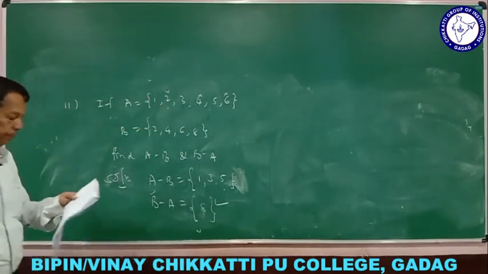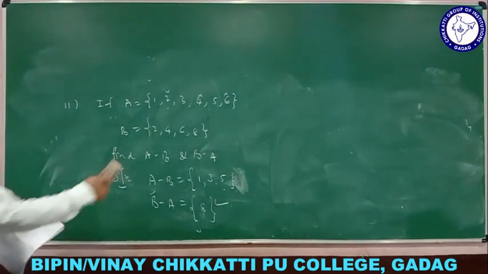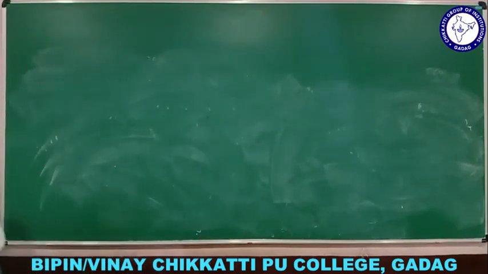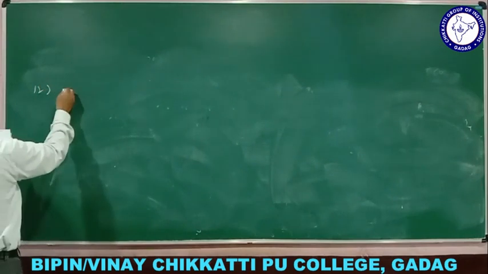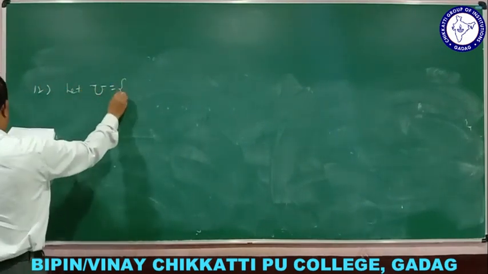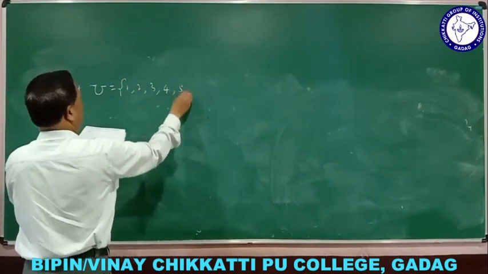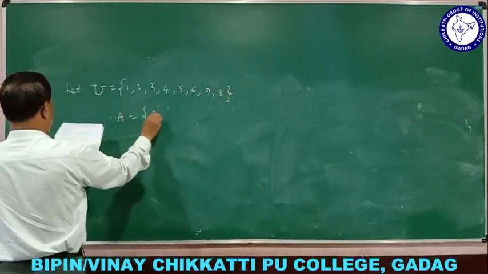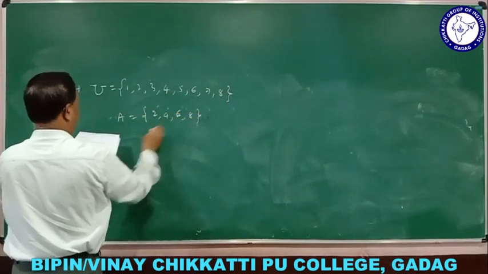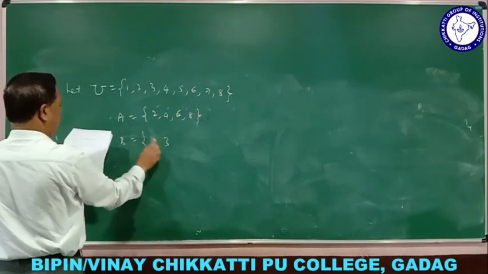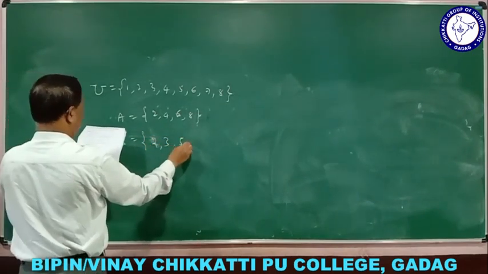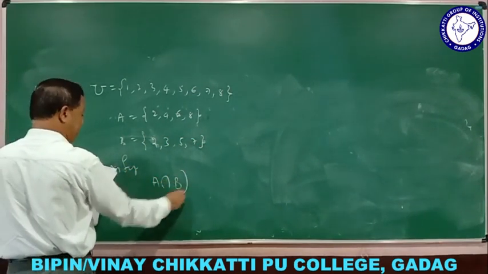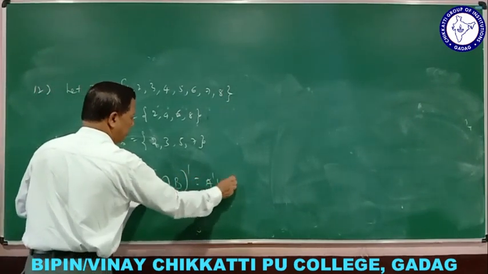Now I go for taking De Morgan's law once again with the intersection. Previously we have taken A union B dash. Now we see one example, A intersection B dash. This is again the 12th problem, De Morgan's law. Look at this: the universal set is 1, 2, 3, 4, 5, 6, 7, 8. A is equal to 2, 4, 6, 8, and B is equal to 2, 3, 5, 7. Verify that A intersection B dash is equal to A dash union B dash.